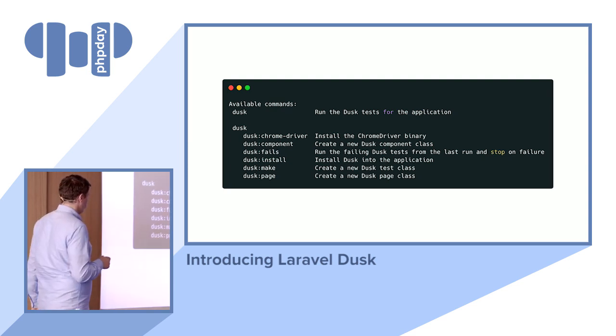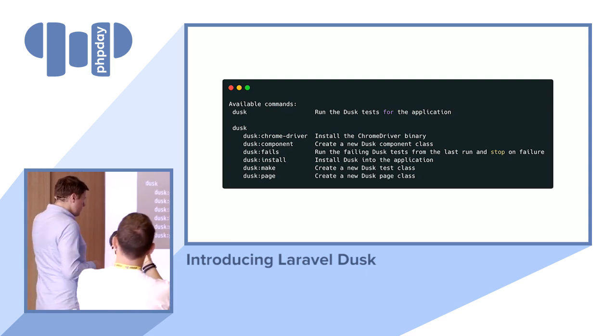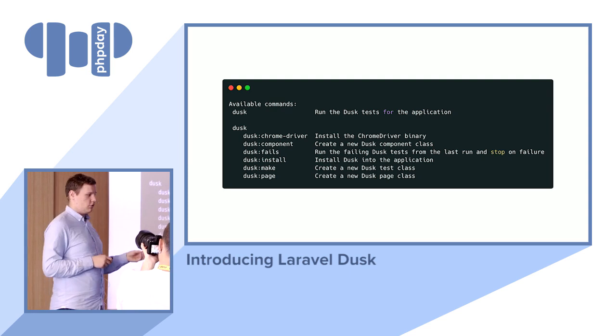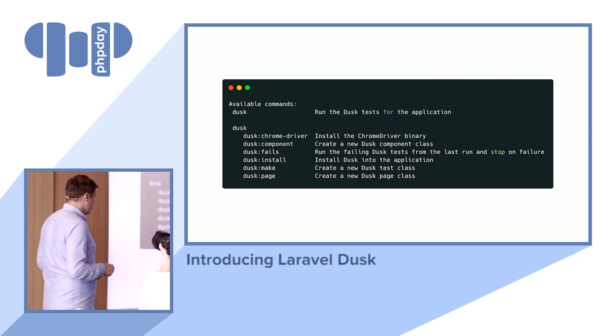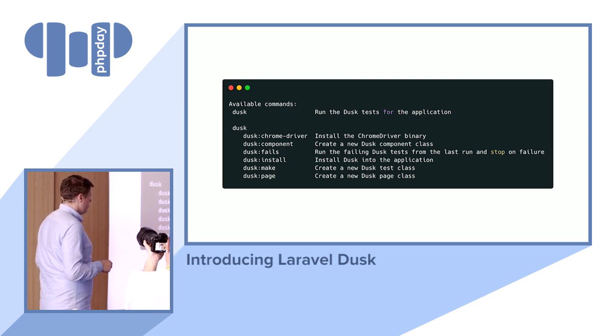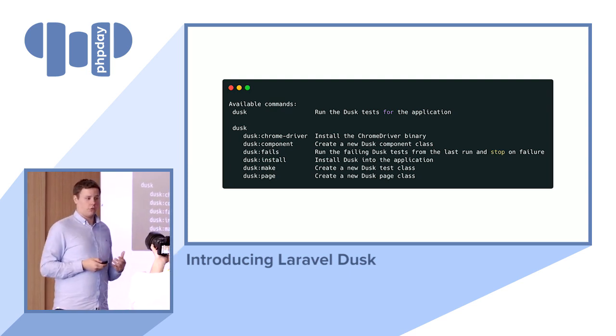We have the dusk command to actually run the tests. And then we have a few other things here to perform some actions. The ChromeDriver command is to install the actual ChromeDriver, but if you run dusk:install, it will do that for you as well. And then we have some helper methods here to create components, to create pages, or a test at all. So that makes it really powerful to create new tests.